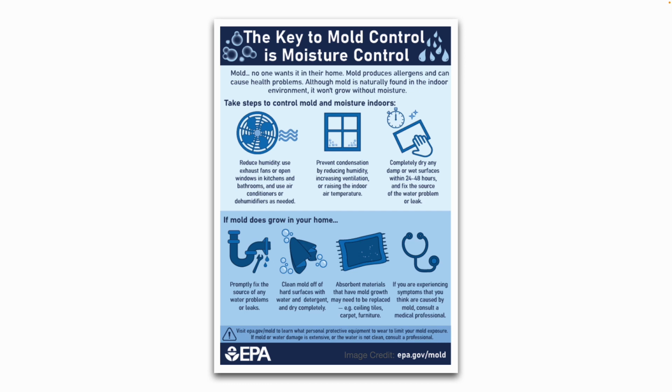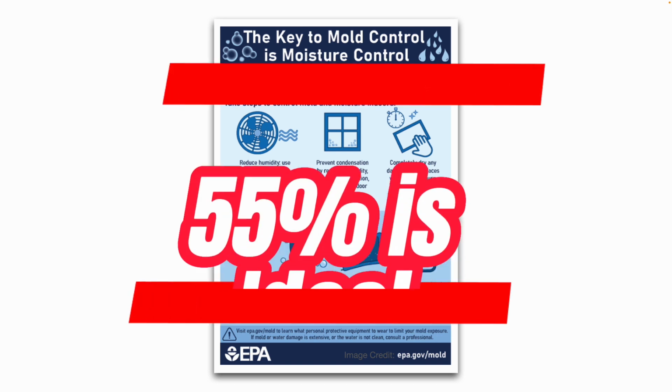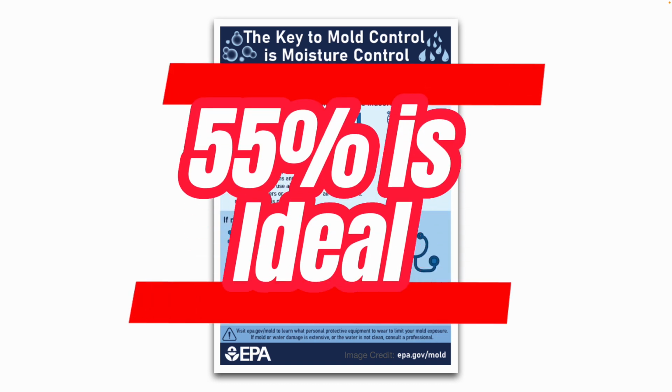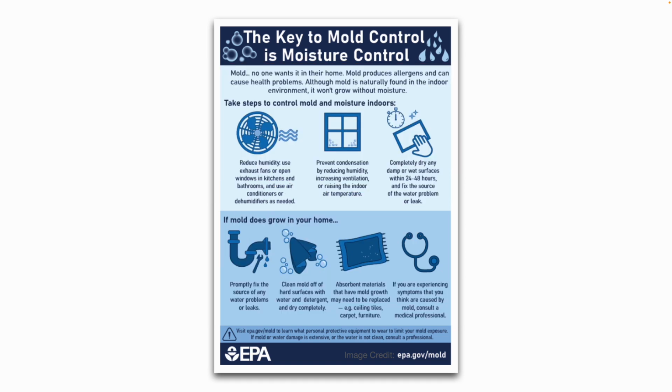So the steps you can take to control moisture in your home or office is reduce the humidity level. Too high a humidity level is a breeding ground for mold growth. So install exhaust fans, make sure they're working properly, open windows, especially in places that are prone to moisture like bathrooms.